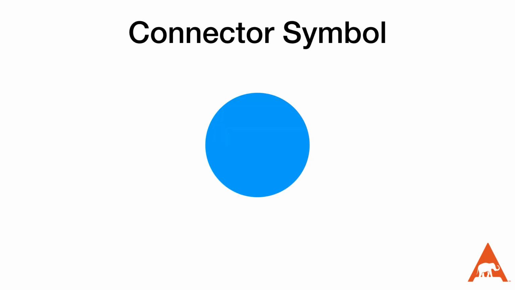The final symbol we'll discuss today is the connector symbol, which is used to connect different parts of the flowchart that are located on separate pages or sections. Connection symbols are drawn using circles.